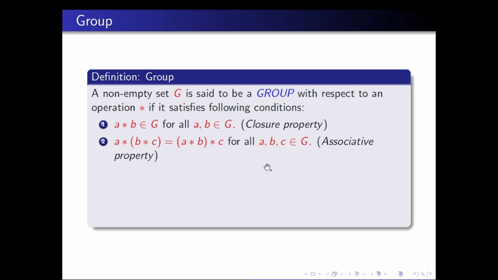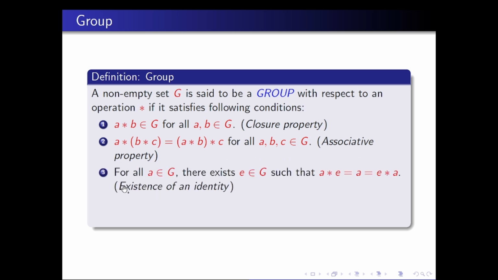Property number 2: for all A, B, C belonging to G, meaning if we take any three elements A, B, C of G, then A star (B star C) is the same as (A star B) star C. This is called the associative property.